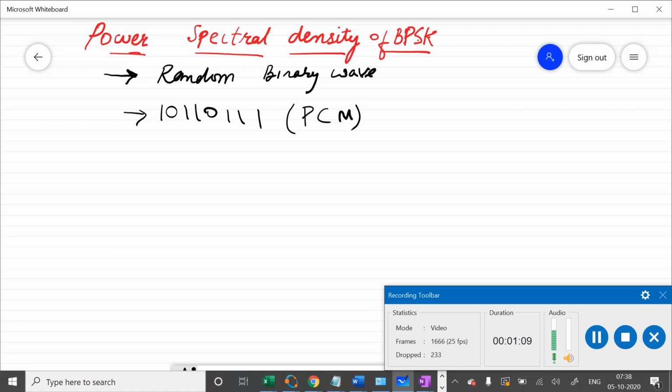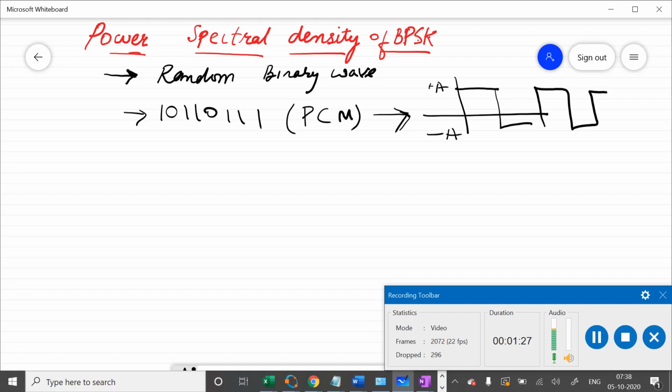How do you convert this into BPSK symbols at baseband? You map 1 to some positive level, plus A, suppose, and 0 you map to the minus A level. This is called NRZ, non-return to zero. This baseband signal you can call BPSK, and then you modulate it using cos of omega c t, and you get the BPSK signal in the passband. Now let's work at the baseband.